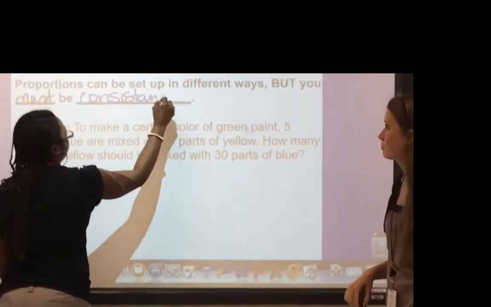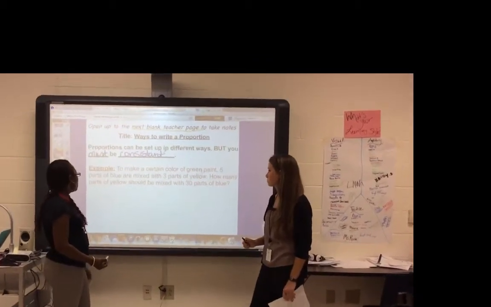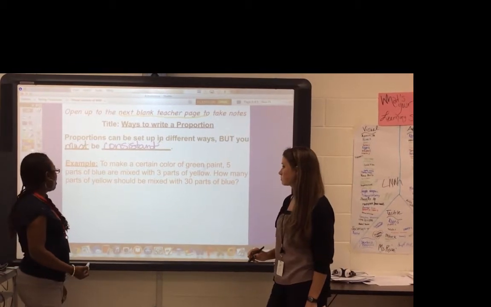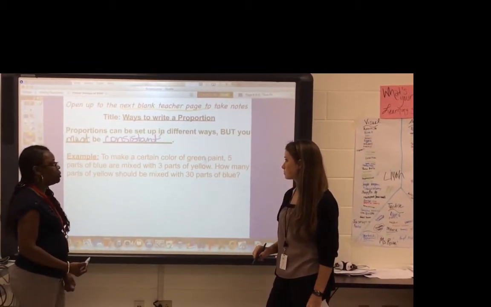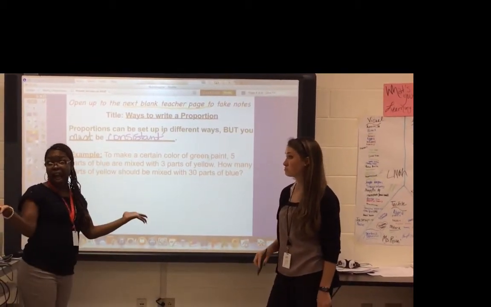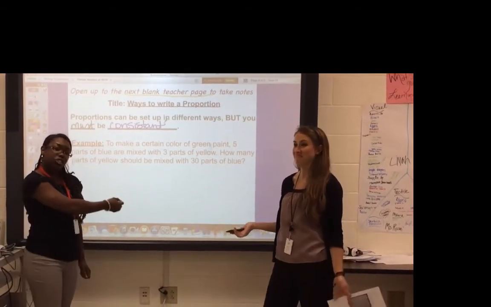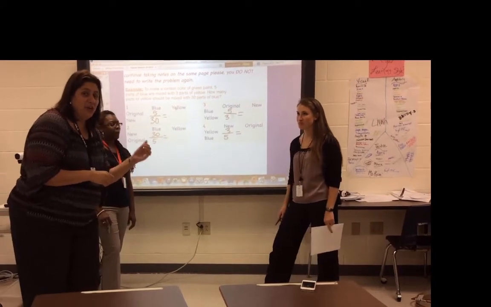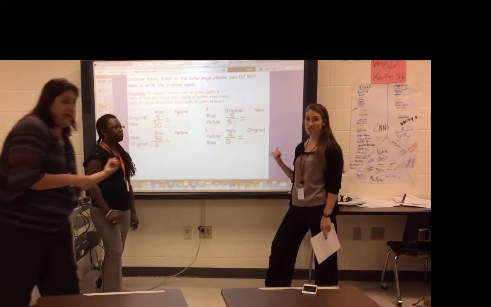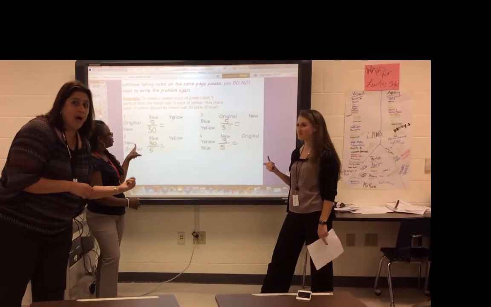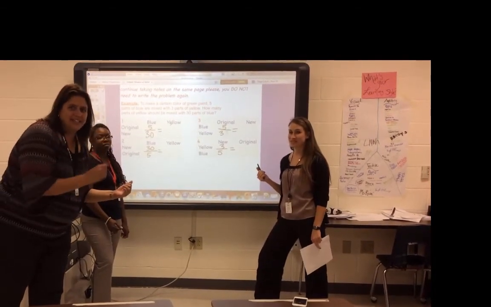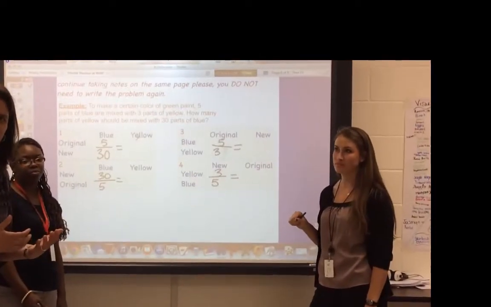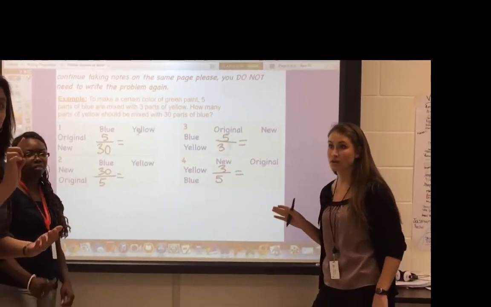Example: to make a certain color of green paint, 5 parts of blue are mixed with 3 parts of yellow. How many parts of yellow should be mixed with 30 parts of blue? We don't know. If you are right here with Miss Ustry and Miss Rose, push pause. Write all this down, and that way you can really listen to them as you get ready to do this. Ready? Push pause.